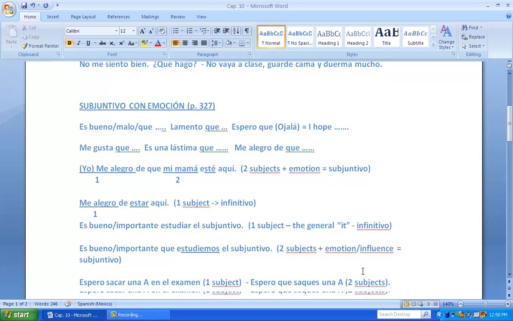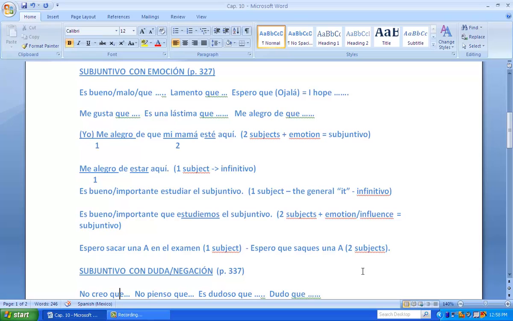Now, one more example. The verb esperar means to hope. Now in English we might say, I hope I get an A on the test. And when you do that, you're repeating the subject I. But it's really only one subject. There's not a change of subject. So what Spanish will do is we'll use the infinitive again. They'll say, I hope to get an A.